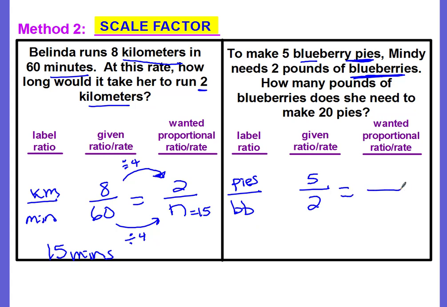We're going to make it equal to another rate. We're going to make it proportional. And what do we want in the second rate? We want 20 pies. Pies are in the numerator, so the 20 goes here. Our unknown, our n, goes in the denominator. Do you see the scale factor? Sure. 5 times 4 will give you 20. So multiply 2 times 4 and you get 8. So how many pounds of blueberries does she need? 8 pounds of blueberries.